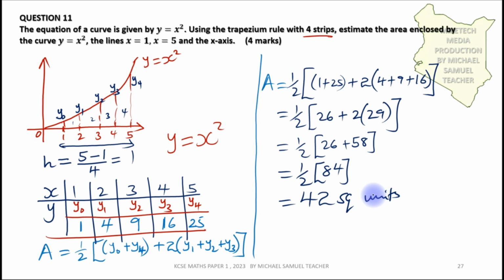enclosed by the curve and the x-axis. So we have the x-axis, the curve, and x is equal to 1 and x is equal to 5. So that is the part we find the area of.